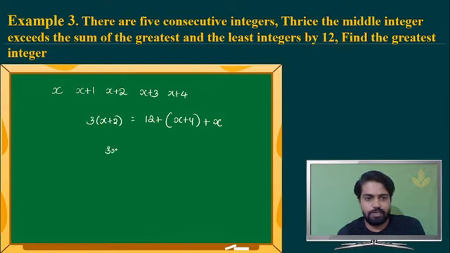So I can write it as 3x plus 6 equal to 12 plus 4, 16, plus we have 2x. So if I am not wrong, now what happens is x will come to this side, it will become 3x minus 2x is x, and 6 goes to the right side as minus 6. So we get the answer as 10. What is the question? Find the greatest integer. The greatest integer is x plus 4, which is 14. Let's go to the next question.